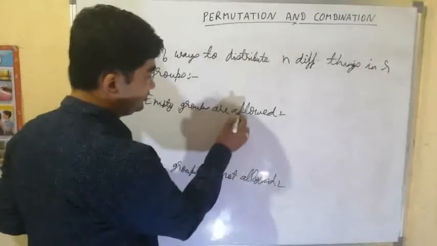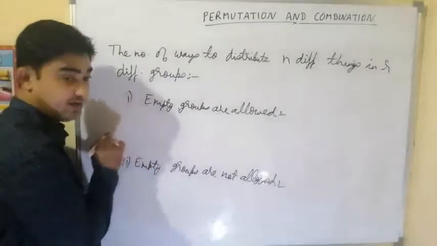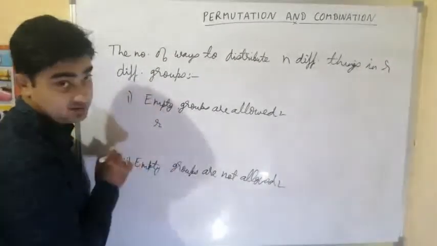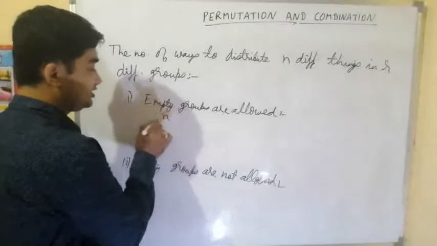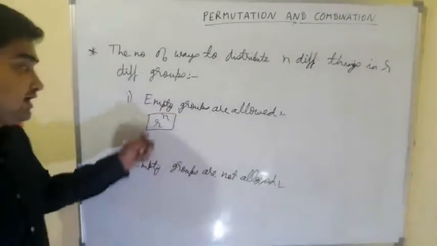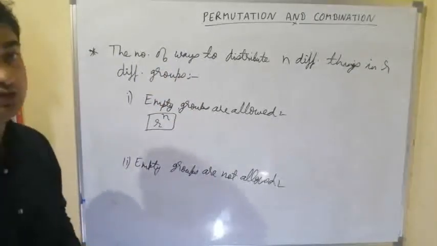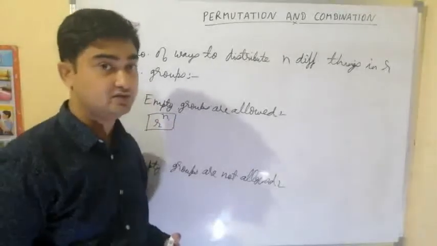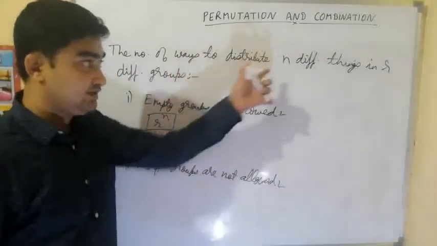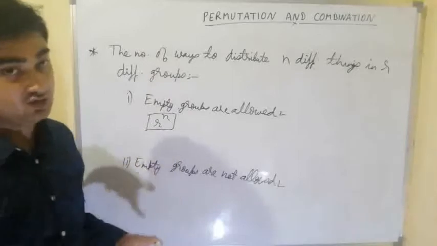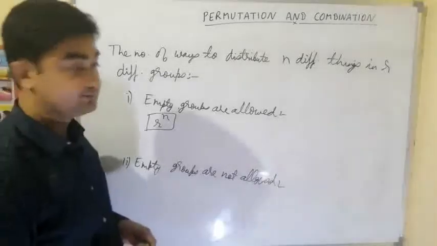If empty groups are allowed, then what will happen? The first object can go to any one group, that is, it has all choices. The second object can go to any group, it again has all choices. So total choices are r power n. So r power n is the total number of ways to distribute n different things in r different groups, because every object will have r choices, whether it goes to the first, second, third, fourth, or the rth group. Everything has r choices. So r power n, because there are n objects. So r into r into r, how many times? N times. So total choices are r power n.